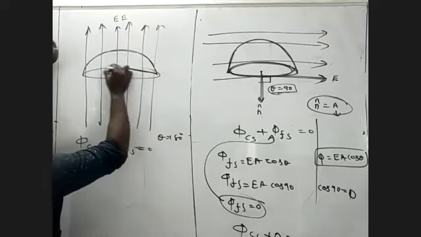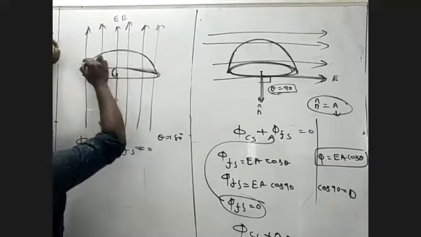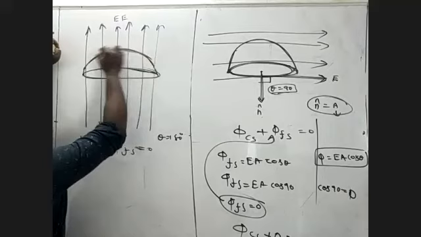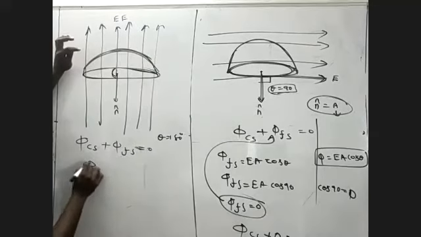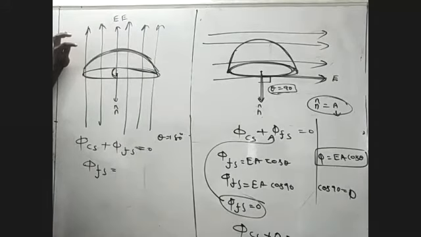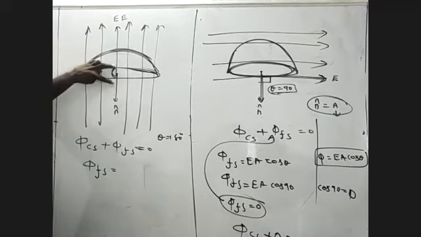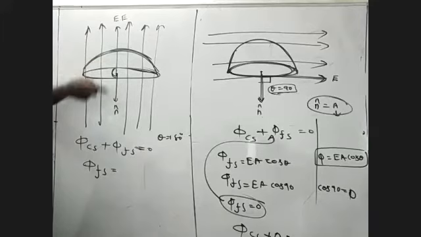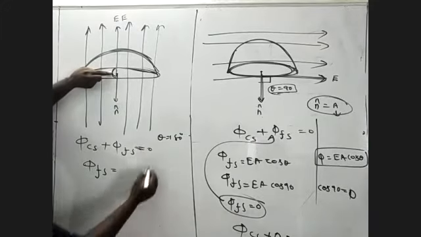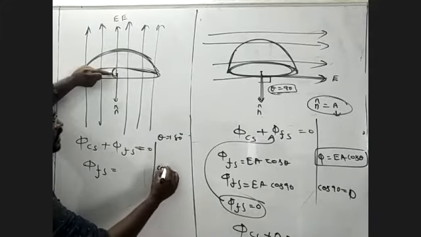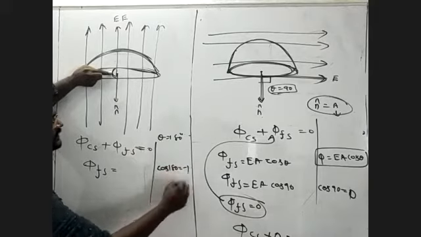This is a flat surface, and this is a curved surface. Calculate the flat surface. What is the angle between E bar and N cap? Theta is equal to 180. Cos 180 is equal to minus 1.